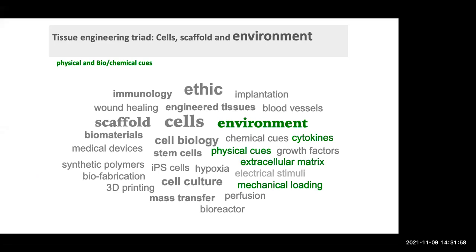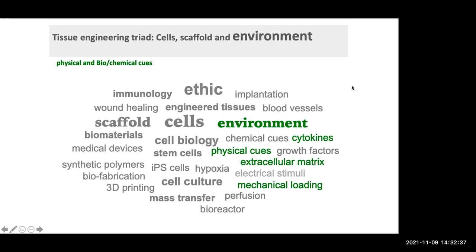Okay. So the last part of the tissue engineering components is now here. In the tissue engineering triad, we talked about cells, scaffold, and now we're going to move to environment or stimuli. So I made the green components here. It could be chemical cues, cytokines, extracellular matrix, mechanical loading, or anything that we apply in the cell culture system in the bioreactors.